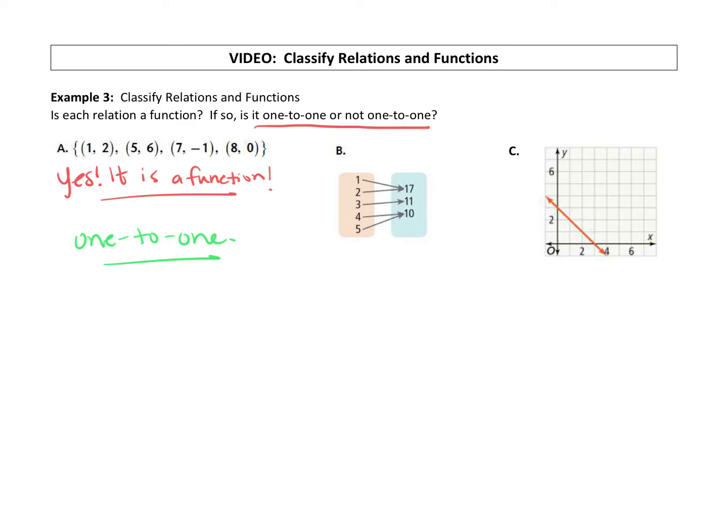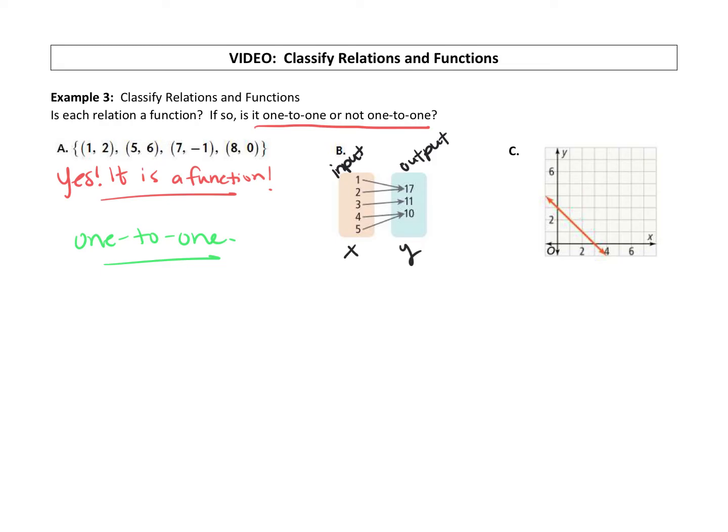All right, so part B, we have a relation. This is called a mapping diagram. We could write these out as ordered pairs. The numbers on the left, let's go ahead and do just a little bit of labeling. This is our input, the numbers on the left. The numbers on the right, that's our output. If we were to write them as ordered pairs, these would be the x's and these would be the y's.